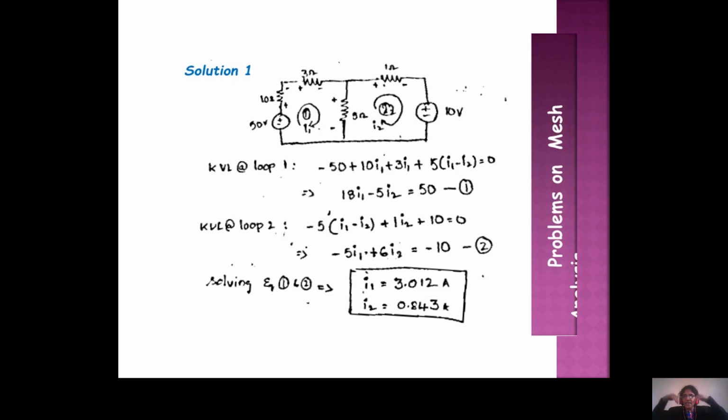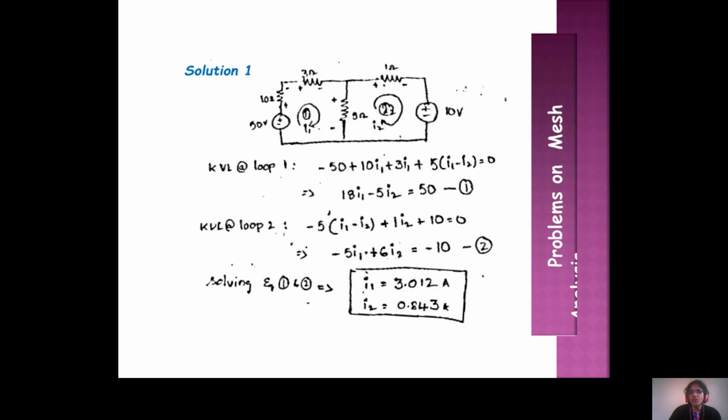If the currents are in the same direction, then it will be I1 plus I2. If they are in opposite directions, then it is I1 minus I2. Here we observe that one is the positive direction and one is the negative direction, so I am taking I1 minus I2. So minus 50 plus 10 I1 plus 3 I1 minus 5 into I1 minus I2 equal to 0. So the first equation is 18 I1 minus 5 I2 equal to 15. Like that, the second is minus 5 I1 plus 6 I2 equal to minus 10.